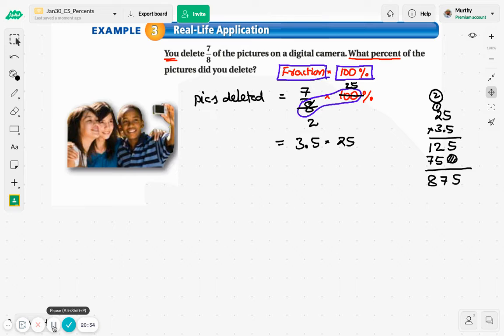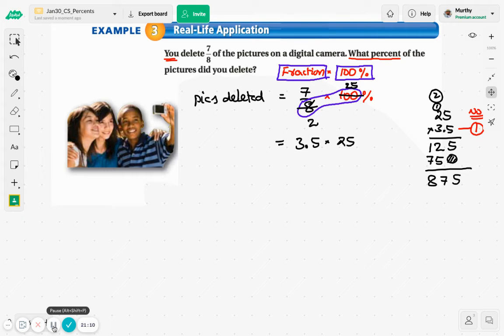Please notice that while writing, take utmost care to write a digit under the digit. You see that here 5 and 0 are written in one column, 2 and 5, 1 and 7. You have to be really careful while computing these kinds of things, let it be addition, subtraction, multiplication, or division. You write the digits one under the other. And here 3.5 means one digit after the decimal. In 25, no decimal places.